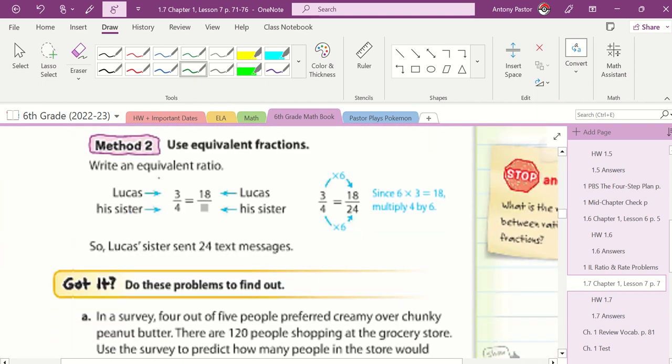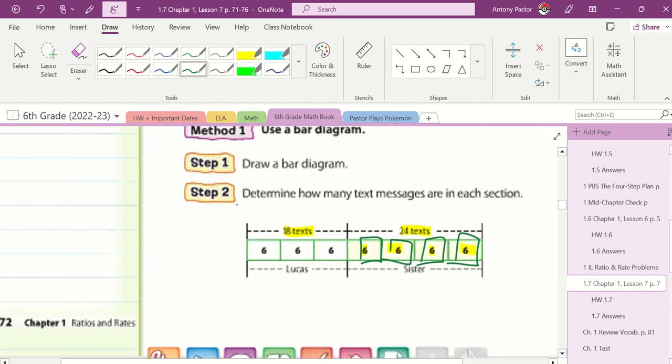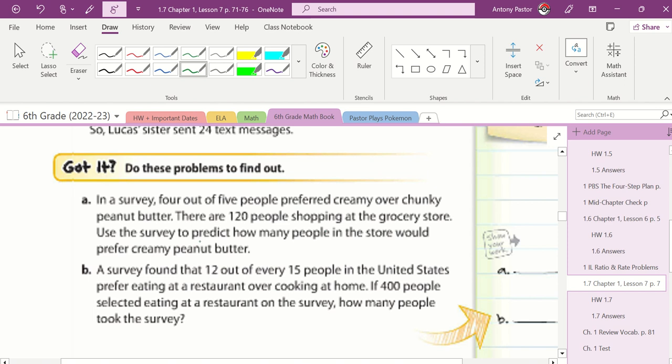Use equivalent fractions, just like we did. This is so much easier. If your brain works with bar diagrams, I'm not going to tell you don't do it. Go for it. This is not how my brain works. Got it. Do these problems to find out.